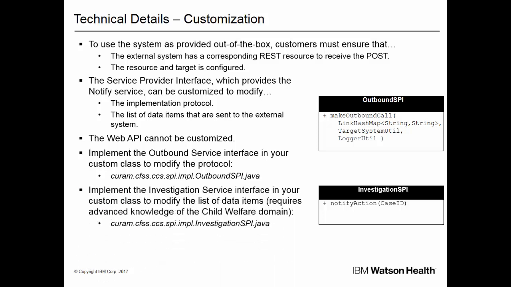For the investigation service, to modify the list of data items, implement a custom investigation service which must override the notify action method. Note that the developer would need to have an advanced knowledge of the facades and service layer classes in order to aggregate the correct data set. In addition, due to the relationship between the out-of-the-box investigation and outbound service implementations, they will most likely need to replace the outbound service also. For both customizations, replace the out-of-the-box implementation with your custom implementation in a custom JUICE module.